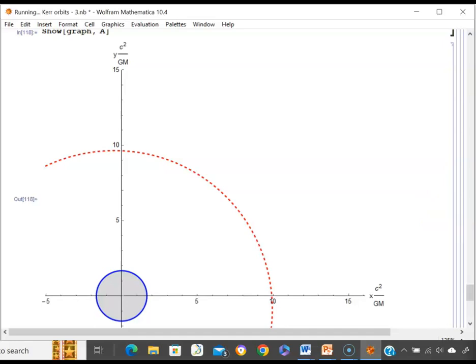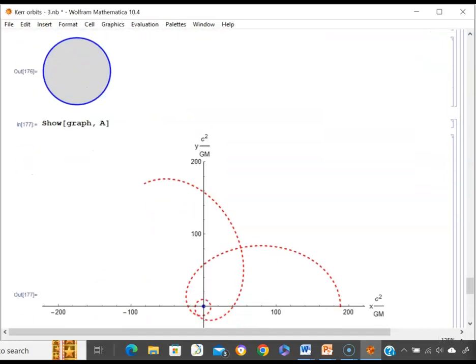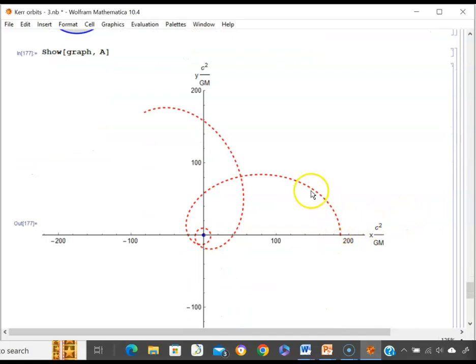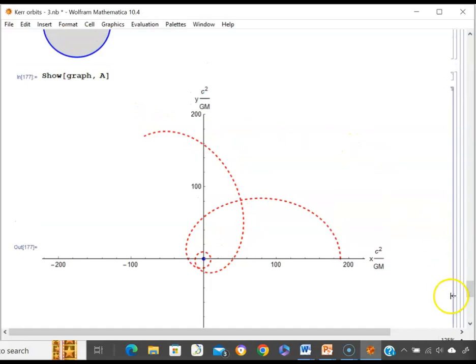we shall have a plot, a parametric plot in 2D, looking down from positive z. So here we're starting at about 200. Here we go like this. There we go. That's 1 orbit.